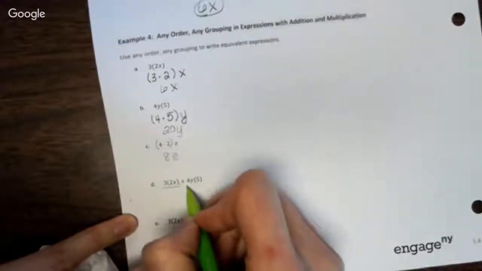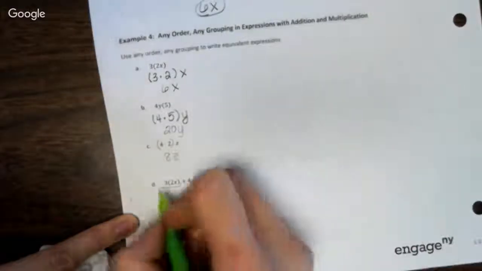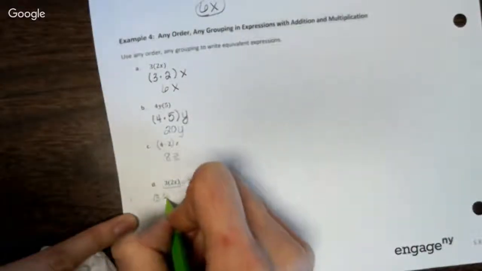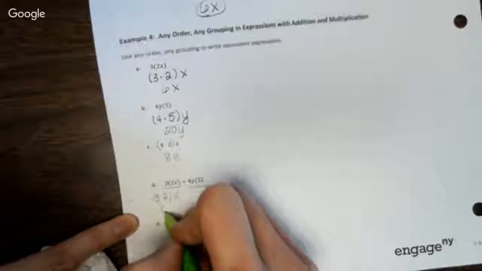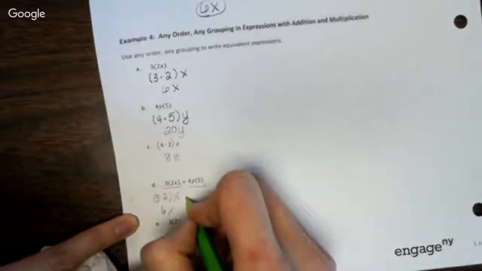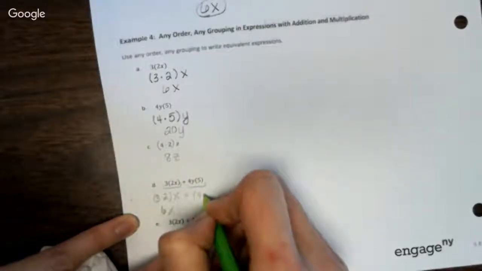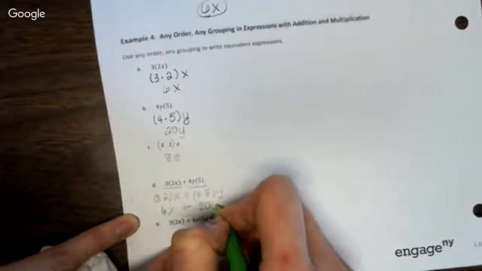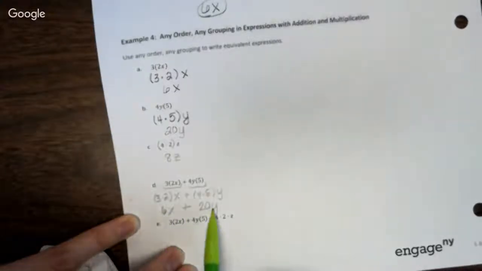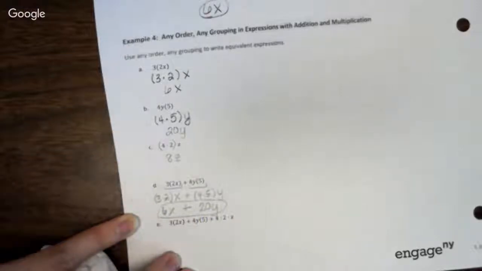Now, this one we have a plus sign, so we are going to work on these two terms separately. So first, let's do 3 times 2, then multiply by x, which is 6x. Then we're going to do 4 times 5, then multiply by y, which is 20y. Now, think about what we learned with adding. When you have an x and a y, you cannot combine them. They're not like terms. So this right here is my answer.